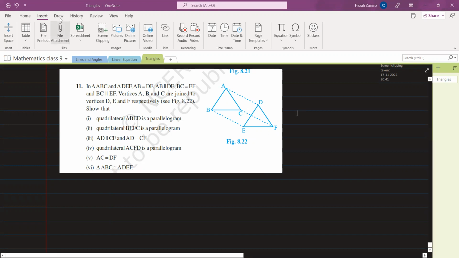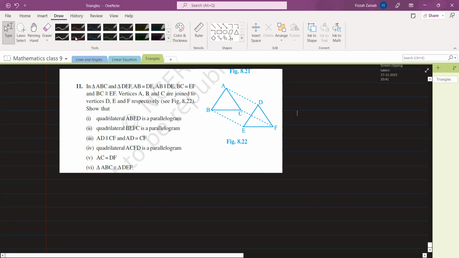Now see here, question number 11. In triangle ABC, that means this triangle, and DEF, that means this triangle, AB is equal to DE. So AB, this side, is equal to this side, DE. AB is parallel to DE, BC is equal to EF, and BC is also parallel to EF.